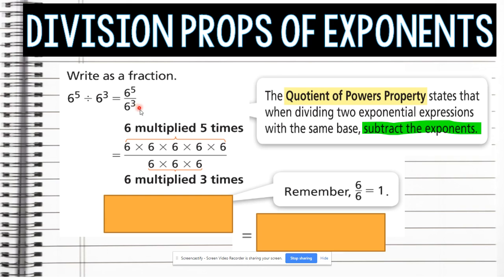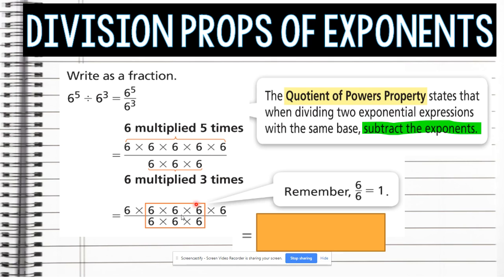Think about it in terms of 6 multiplied 5 times: 6 times 6 times 6 times 6 times 6. We talked about this premise in our last video in part 1, but now we're looking at the quotient of powers property. And then we look at 6 to the 3rd: 6 times 6 times 6, 6 multiplied 3 times. The quotient of powers property states that when dividing two exponential expressions with the same base, subtract the exponents. When I have the same base, I can subtract the exponent values.